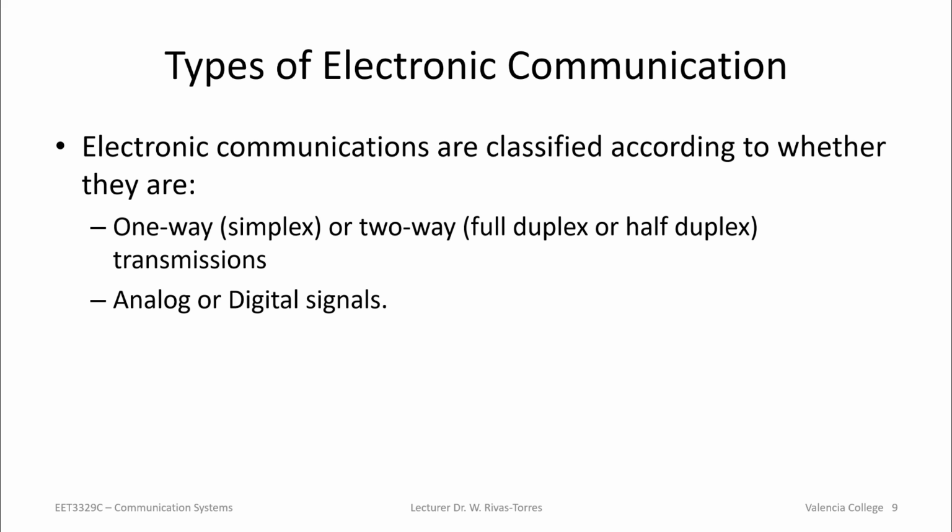There are different types of electronic communications, and it depends on what kind of things you can do with it, right? There's one-way communication, and there's two-way communication, right? We could separate them into analog or digital signals, right? But those are the signals, though. That's not the type of communication. That's the type of signals, right? The type of communication is either one-way or two-way. Many people confuse analog and digital with types of communication. They're not. They're describing the signals.